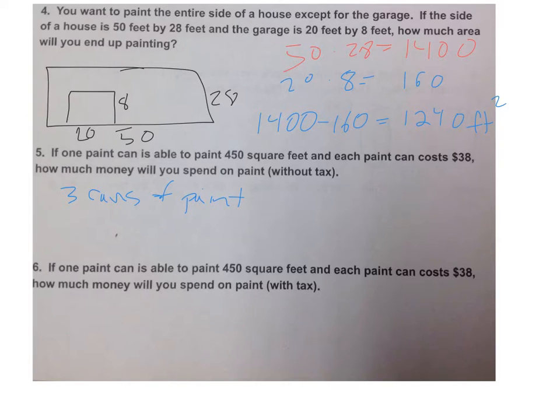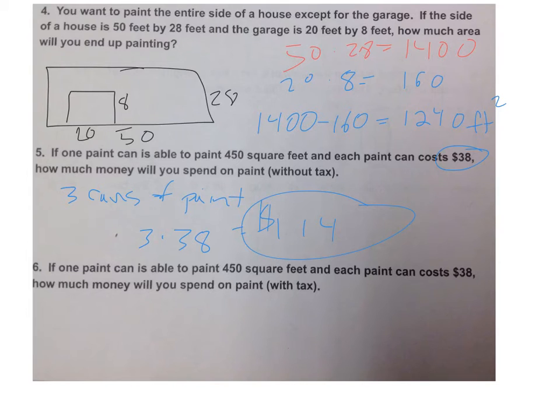Right now we know we need 3 cans of paint, but that doesn't answer the question. The question is, how much money will you spend? If we're buying 3 cans of paint and each can costs $38, you do 3 times 38, and you end up getting yourself $114. So that's how much you'll pay without tax.